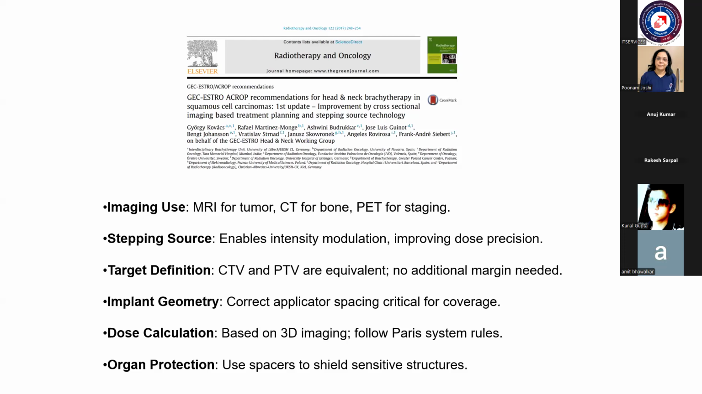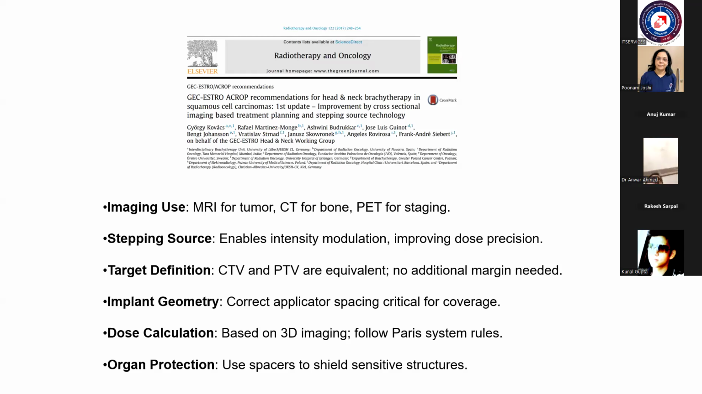So once the implant is done, previously X-rays were used to see how the implant geometry is there and treat the patient. But nowadays, for each patient, CT scans are used, 3D reconstruction techniques are used, and then the Paris system is the interstitial brachytherapy technique that is used, and that is followed for treating such tumors.